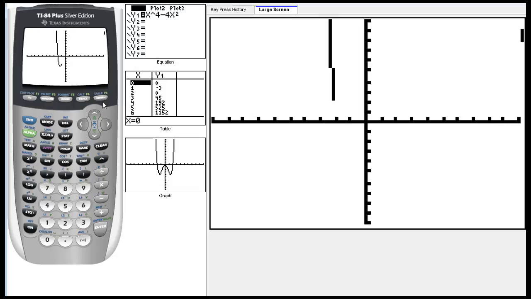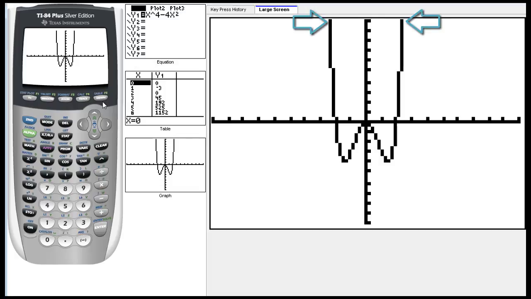Now, if I click on graph, here's my function. It looks like a little W. But what's important is for you to see a few things from this function and to make sure that you can link all the parts that we did to this particular function. Now remember, for part A, we used the leading coefficient test to determine what happens at the ends. And indeed, both of our ends are pointing up. That's exactly what we wanted.